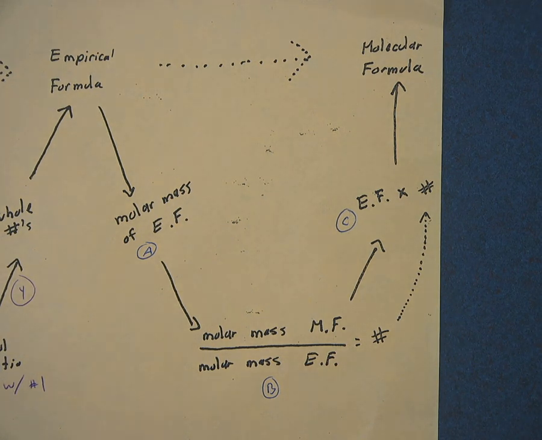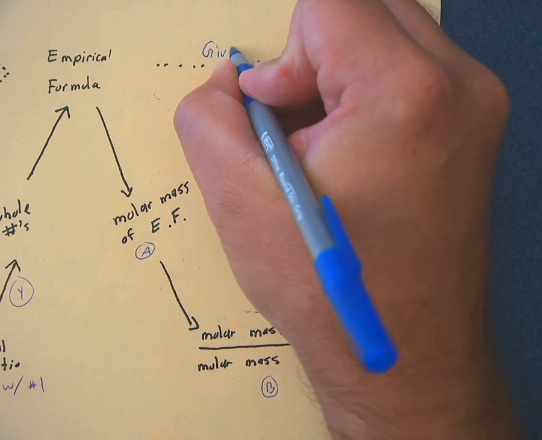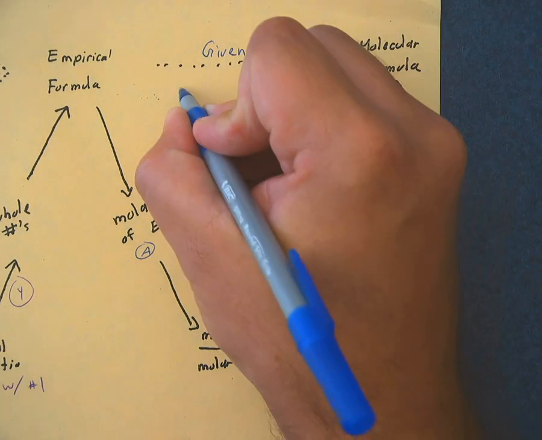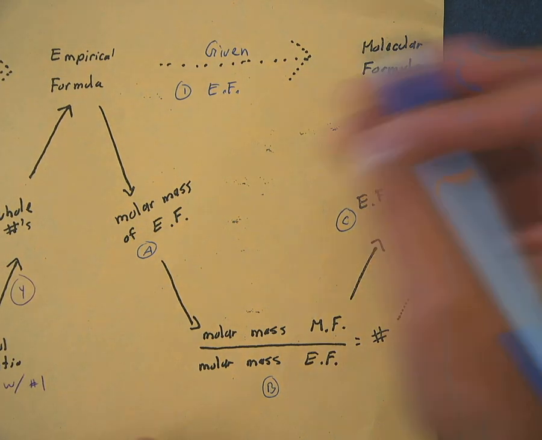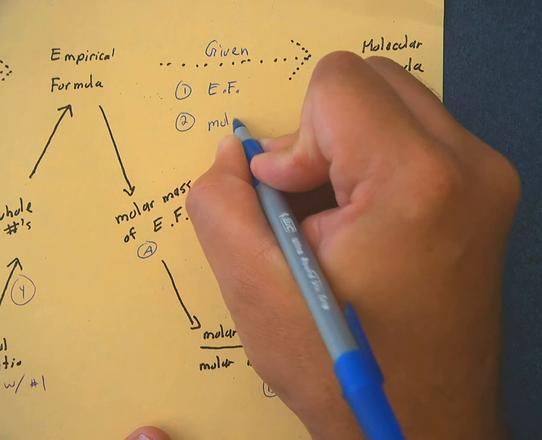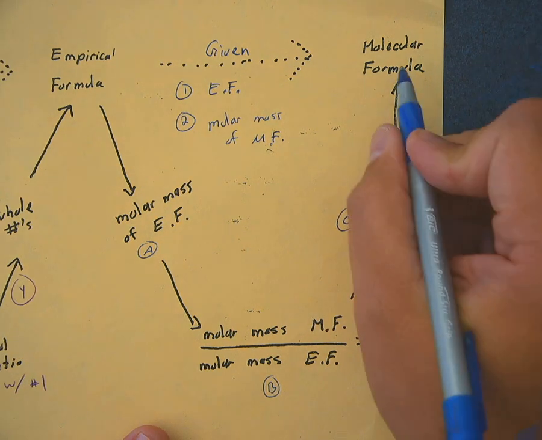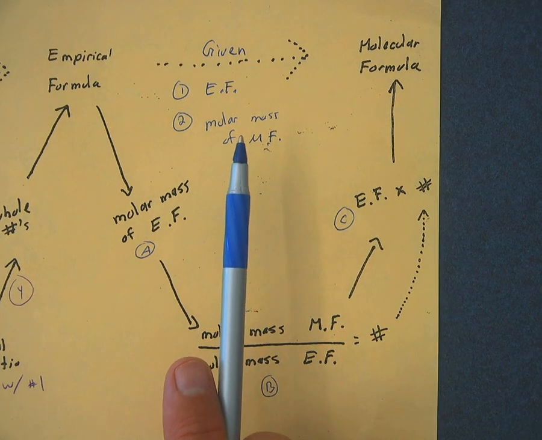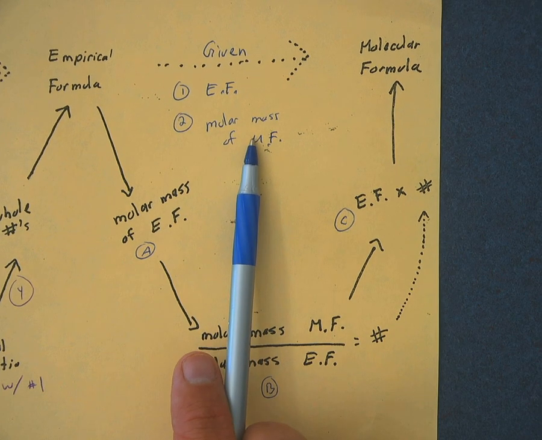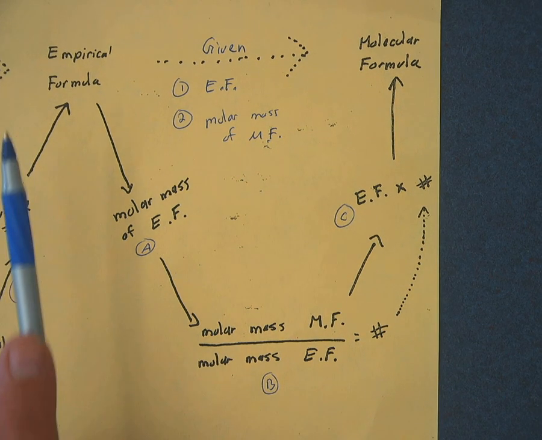The other thing you should know is that to do this empirical formula to molecular formula work, you have to be given two things. One, the empirical formula, or maybe information to find the empirical formula. And two, the molar mass of the molecular formula. Even though we don't know the molecular formula, we have ways in labs to get the relative molecular mass. And by the time the final exam comes, there'll be other ways we can do this, like using the mole roadmap or gas laws. We can find the molar mass in a different way. So the steps are pretty easy.